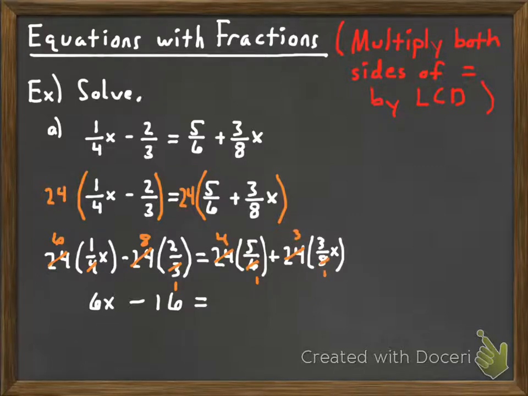And so we're going to be left with, let's see, 4 times 5, 20, plus 3 times 3x, 9x. Alright.